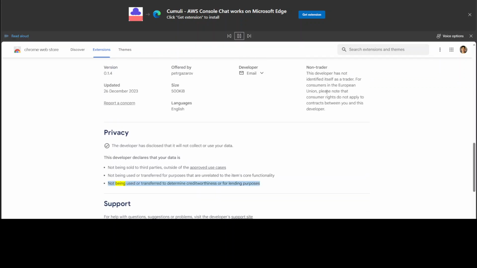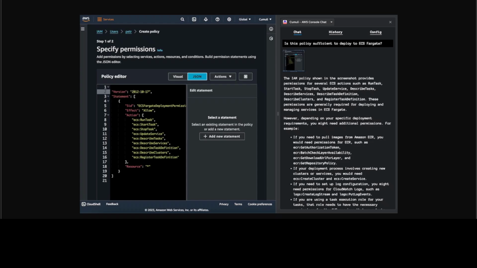Okay, now, privacy. The developer has disclosed that it will not collect or use your data. Okay, I need to stop it. Let me show you some of the screenshots.